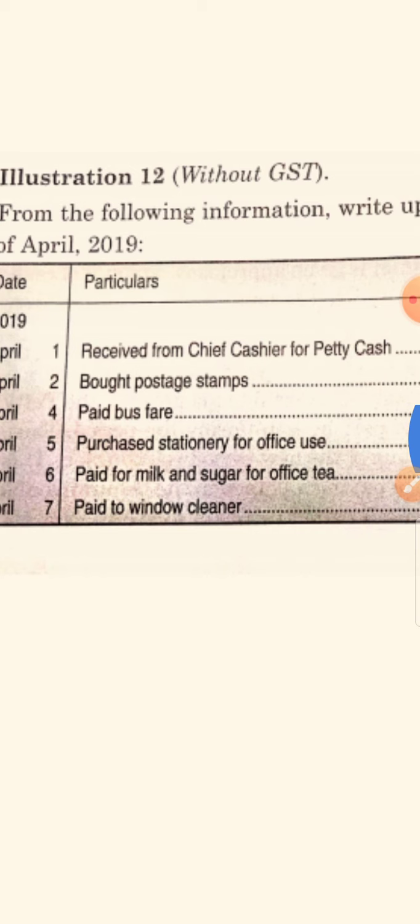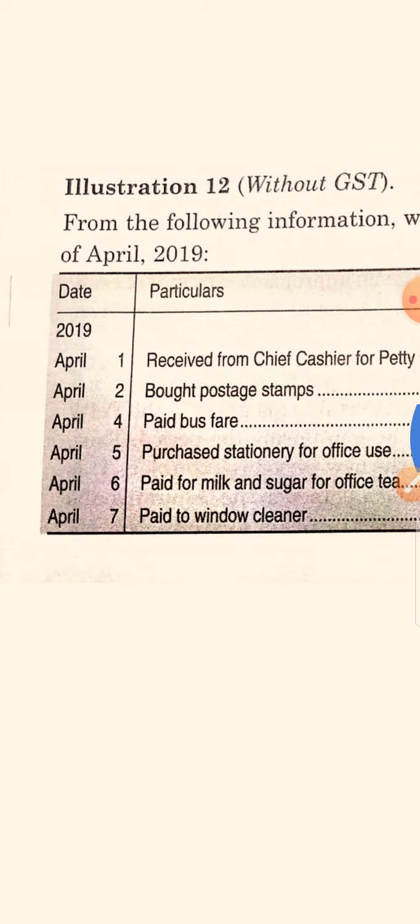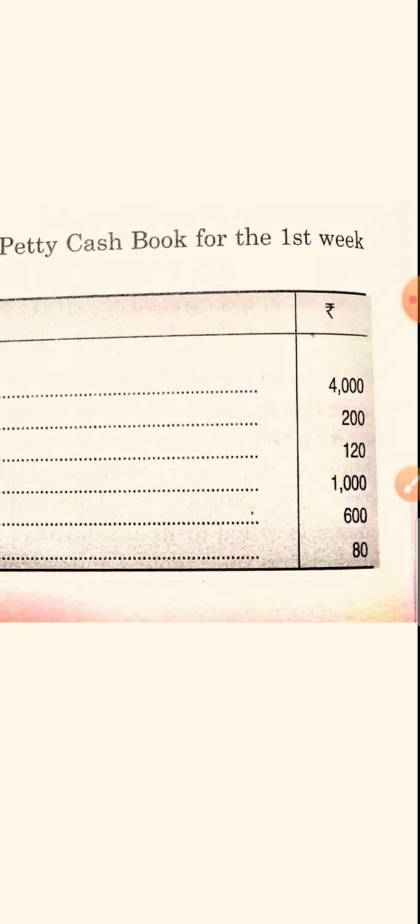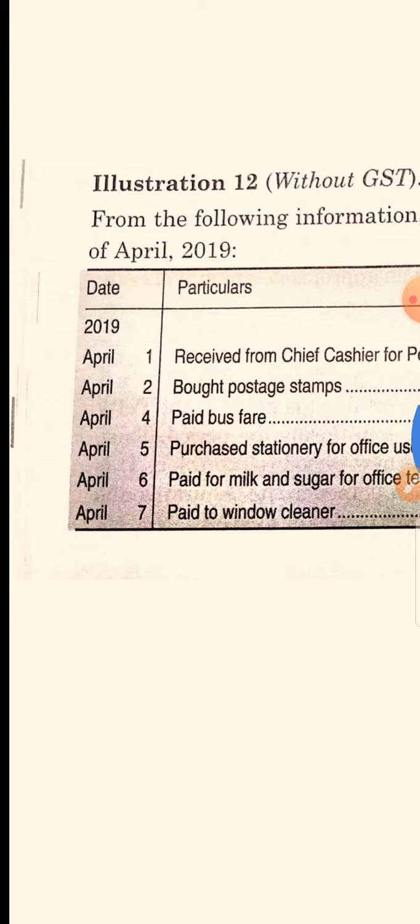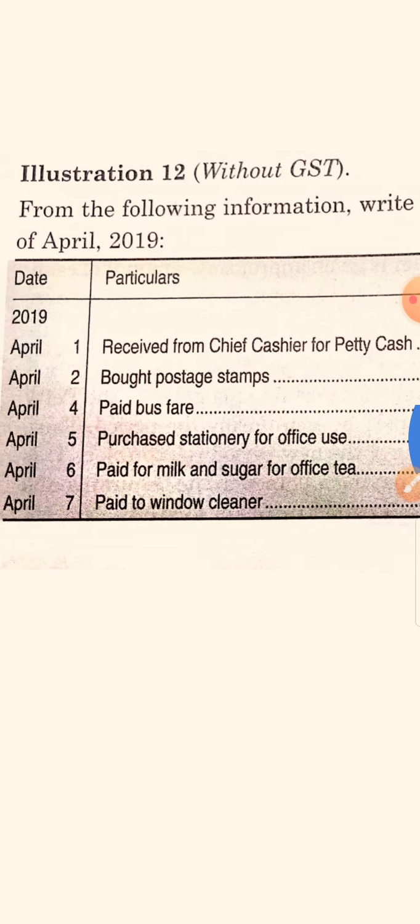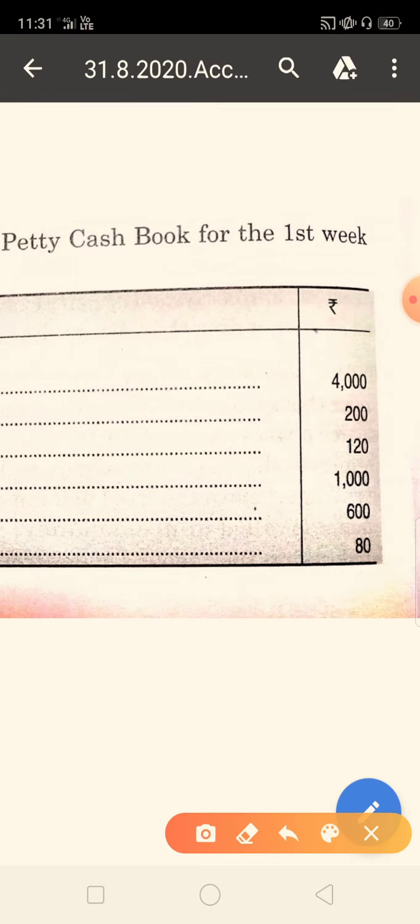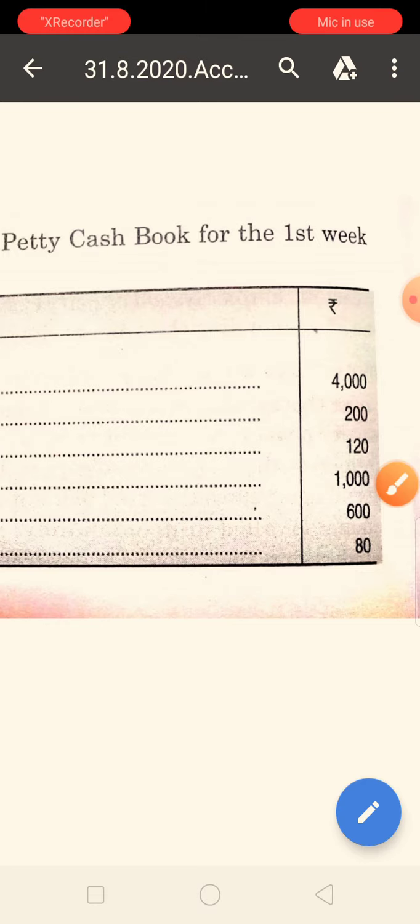Now today we will learn this question. It is written here: from the following information, write up a simple petty cash book for the first week of April 2019. April 1st, and the dealing is this: received from चीफ कैशियर, मतलब मेन कैशियर से पैसा रिसीव हो रहा फॉर पैटी कैश के लिए, एंड अमाउंट इज, माय डियर स्टूडेंट, 4000, and 4000 rupees we are receiving. Now we will come to the solution.